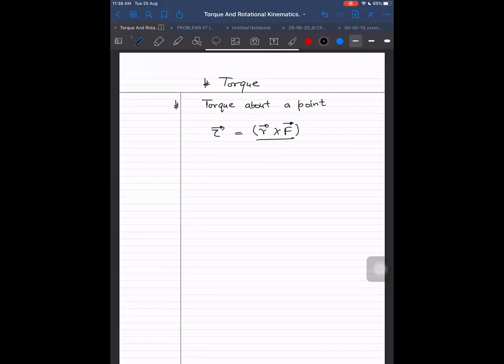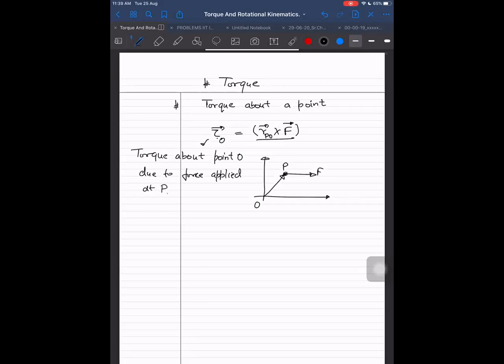is given as R cross F, but I want to explain this thing in much more detail. If I have one force acting like this on a point here, or object P, and about O I want to find out the torque, then I will say position vector of point P with respect to O cross force which is acting at P point. That is the torque due to the force about point O. Torque about point O due to the force applied at point P.